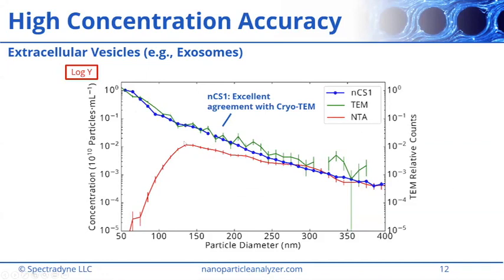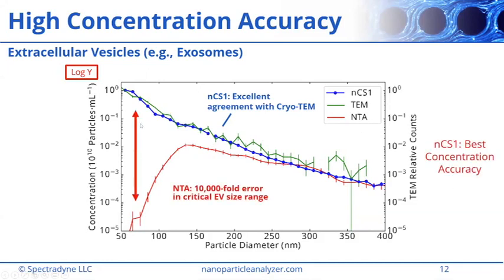But what we're seeing here is that NTA is falling short by 4 orders of magnitude at least. This is a log scale on the y-axis, right? So 10,000-fold concentration error, right in the sweet spot for measuring EVs. This is exactly where people want to be measuring their EVs. And so this is essentially a critical failure mode. But the NCS1 is measuring accurately, matching with TEM the whole way down, right? This has been shown with other techniques as well.